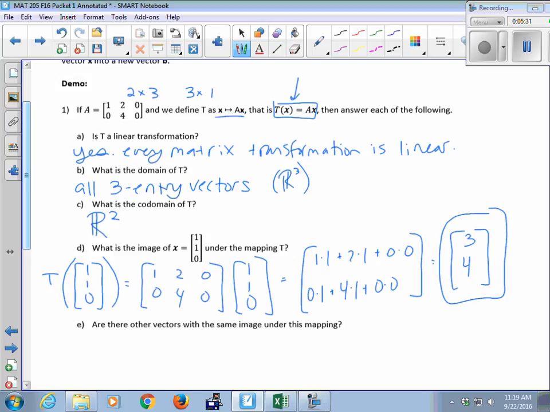Is there any other vector other than 1, 1, 0 that would give me 3, 4 as an output or an image? Is there any other vector other than 1, 1, 0 that you could use to get 3, 4 as an output? Same original A, yep.